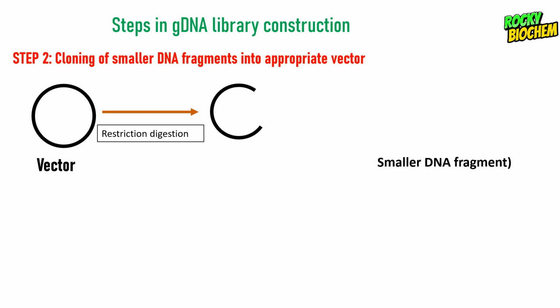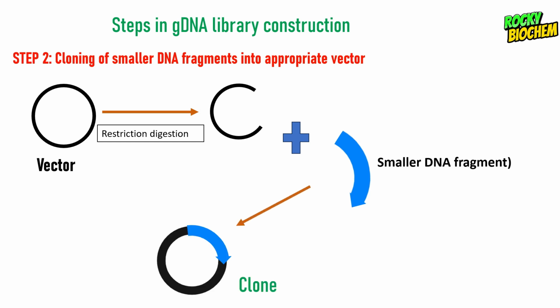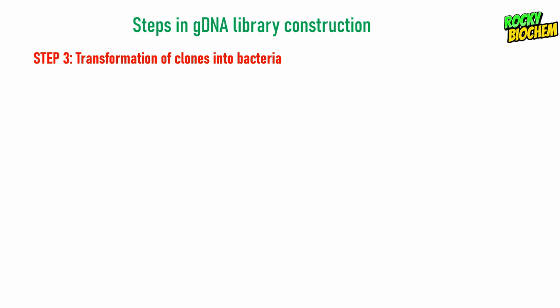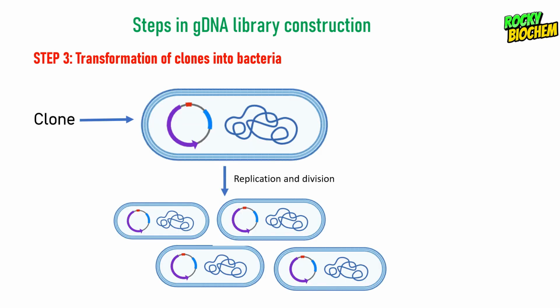So after cutting and opening the vector, we will add the DNA fragment that we first of all digested from the first step. We will add it to the digested vector to form our clone. So we will insert the smaller fragment into the digested vector and then we will obtain our clone. And now, after obtaining the clone, the third step involves the transformation of the clones into a bacteria. We have to transform the clones into a bacteria like E. coli for the E. coli to replicate and then divide for us to obtain multiple copies of the particular clone within them. This is how the library is basically constructed.